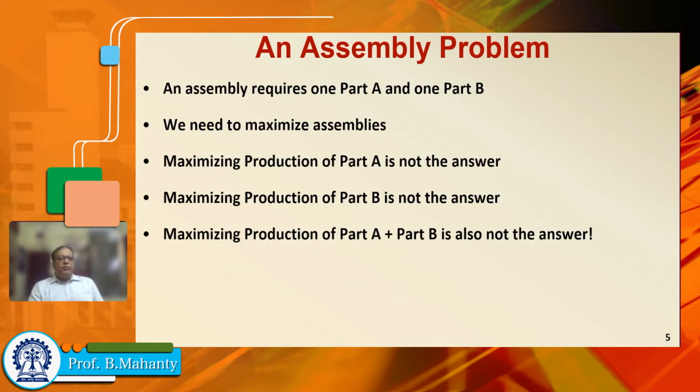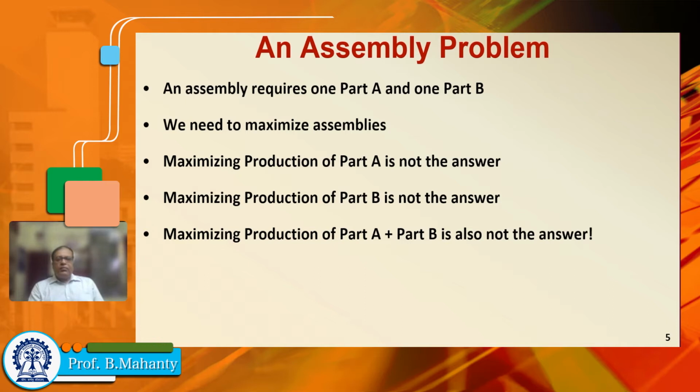Now we know an assembly requires one part A and one part B. So we need to maximize the assemblies. Now maximizing production of part A is not the answer, because if you just make the maximum number of A and not make many Bs, then what will happen? The number of assemblies will still be less because B is less. And on the other hand, if you make B more rather than A, again your number of assemblies will be dictated by A and not B.